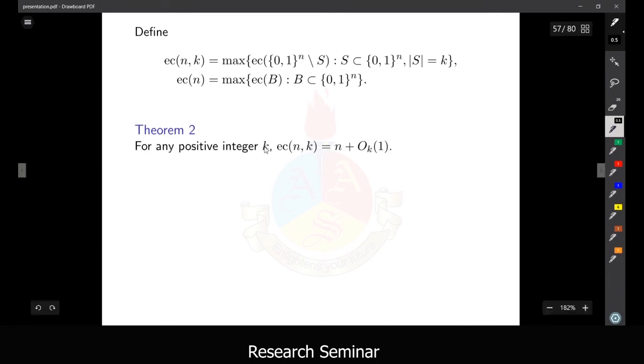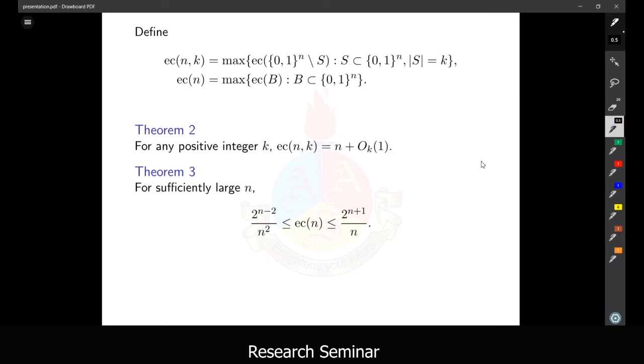So for the first case, if we fix some integer k and we go with n to infinity, then it is not very surprising that the number of hyperplanes which we need is roughly just n. And we also have a second result: if we are looking for the most nasty subset of our hypercube, then we need a huge amount of hyperplanes, which is roughly exponential in n, but divided by some polynomial. It is either quadratic or linear.